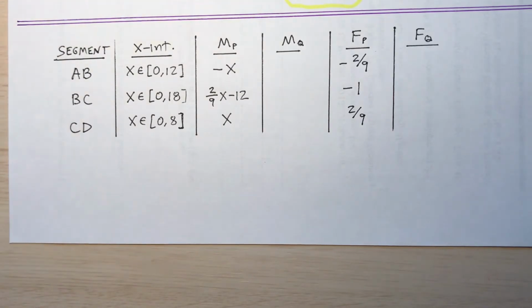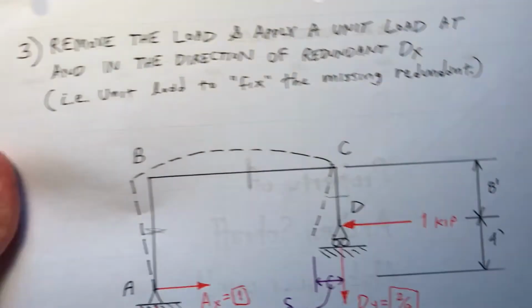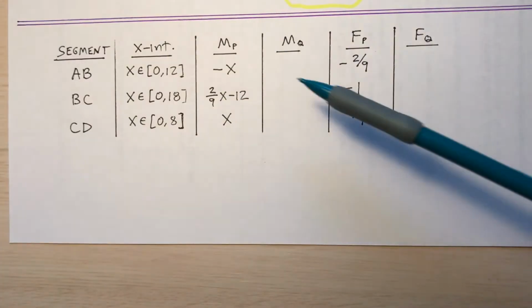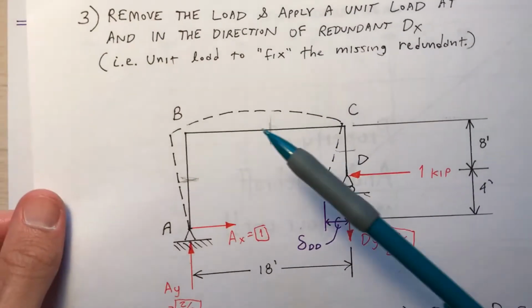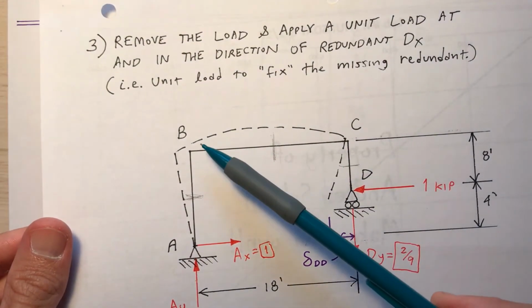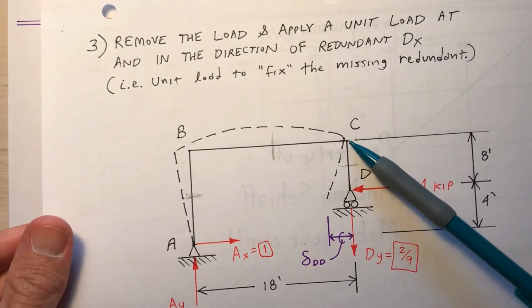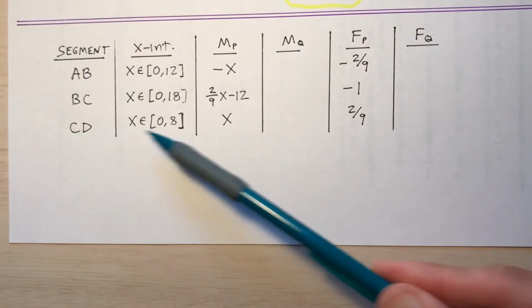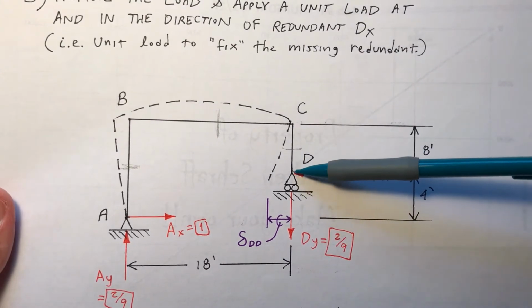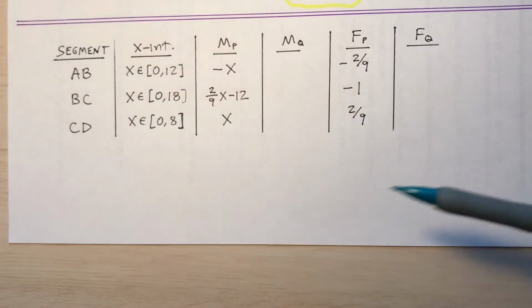Where do I get these values? For AB, x is between 0 and 12. Remember this was 12 feet tall. And then BC, x is between 0 and 18. My equations were based on x being 0 at B, x being 18 at C. And then CD, that's this here, but at D, x is 0, and at C, x is 8. So I kind of did it backwards there.